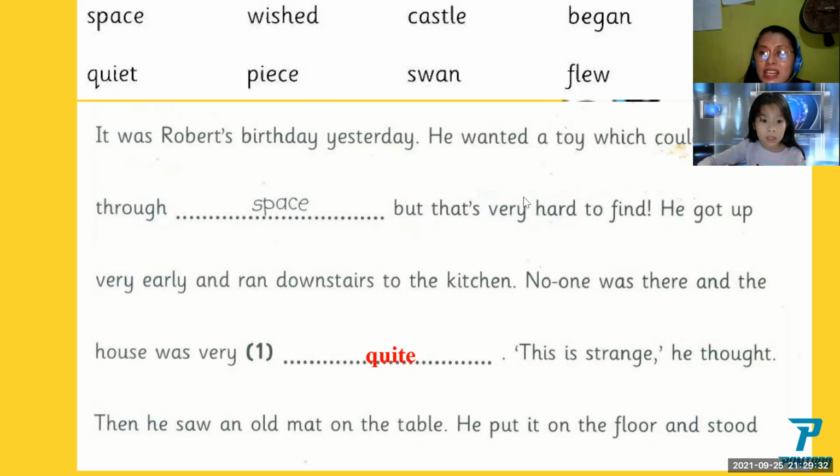So that's why he got up very early in the morning. He ran downstairs. He is in his room, right? Yeah, and then he ran downstairs to the kitchen, when he noticed no people in the house, no one, only him. The mom and the dad are not there, only him. And it's very, very quiet. So what did he do? Okay, what did he see? He saw an old mat.